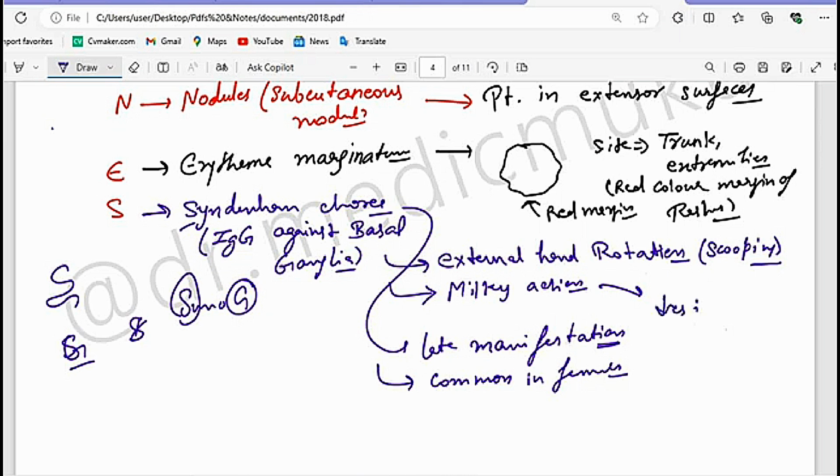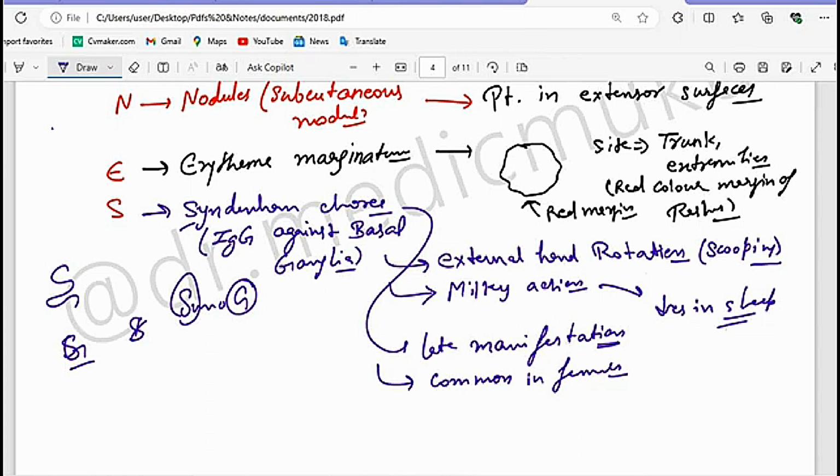This milky action decreases in sleep, and the scooping also decreases in sleep. So Sydenham chorea features external hand rotation that we call scooping, and the milky action, which decrease in sleep, and it is a late manifestation that is common in females. For treatment of Sydenham chorea, we can give sedative drugs, so the patient will go into sedation.